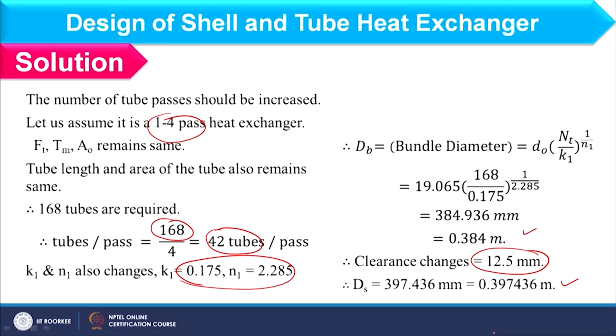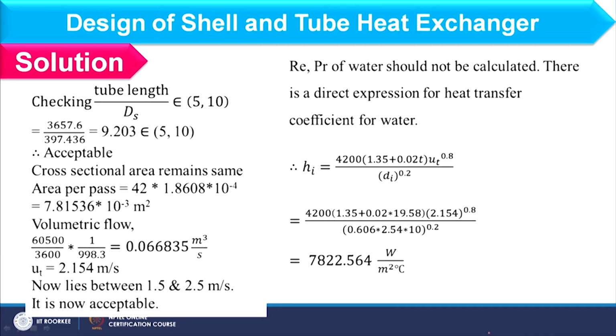Fine. So once I am having this shell dia, we can again check L by D ratio. Every time we have to do this, because we should also ensure that optimum ratio should be obtained. So if I am doing so, I am finding L by D ratio as 9.203, which is in the range, and so the length and diameter is acceptable.